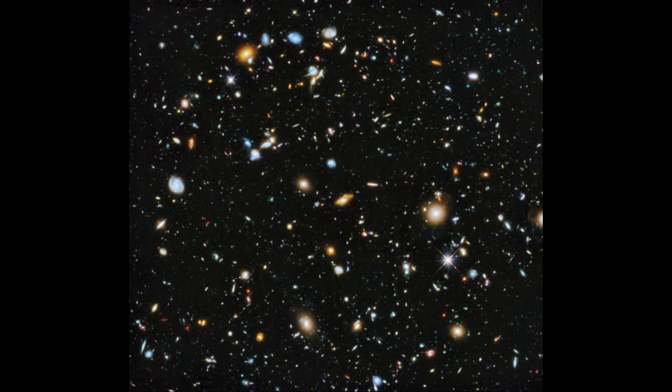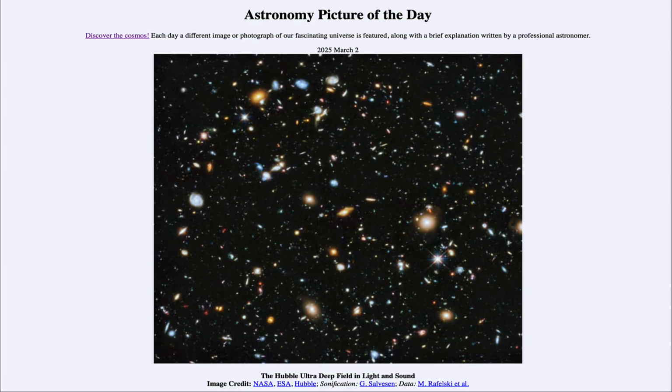So even if you could not see the galaxies, you could then color code the sounds to different colors, for example, or to other things to help someone who could not see to still be able to understand what's going on with these galaxies and looking at the Hubble Deep Field as we did today. So that was our picture of the day for March 2nd of 2025. It was titled the Hubble Ultra Deep Field in Light and Sound.